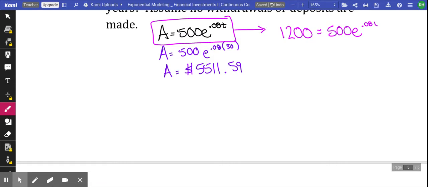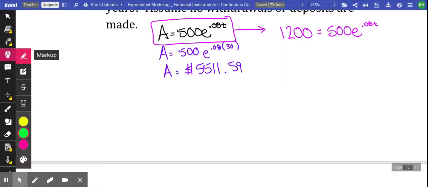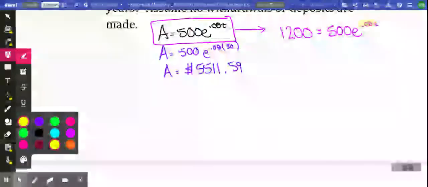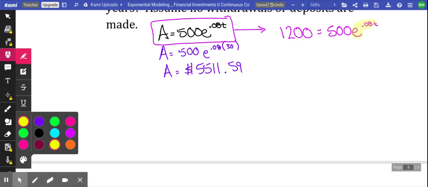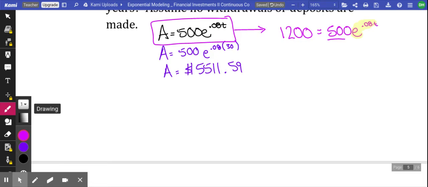All right, we've got a fun conversation coming up here in a second. So the exponential expression, if you want to highlight this, is e raised to that 0.08t. We want to isolate that like we've been saying for the past week. So to isolate that exponential expression, we want to divide both sides by 500. And 1,200 divided by 500 is going to be 2.4.